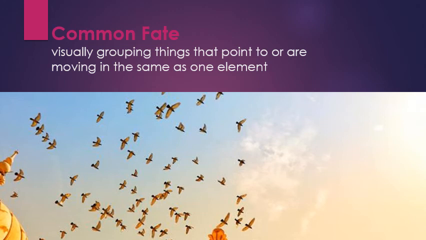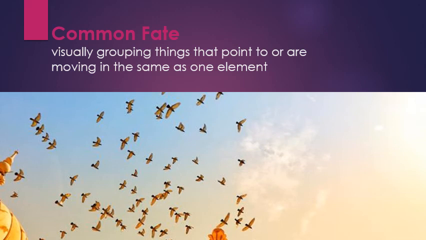So this is the idea that visually grouped things that are pointing to or moving in the same direction operate as one element. Think about like when you see a flock of birds flying in the sky or a school of fish swimming in the water. There's a whole bunch of individual animals, but your brain groups them again as one thing. And this one has a lot to do with movement. So it's one thing moving as one unit. So this one comes into play with a lot of animated GIFs or animation.